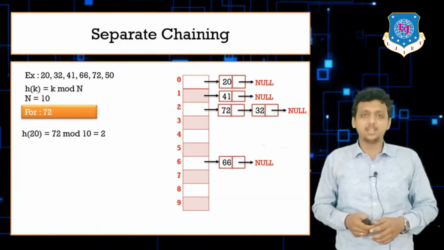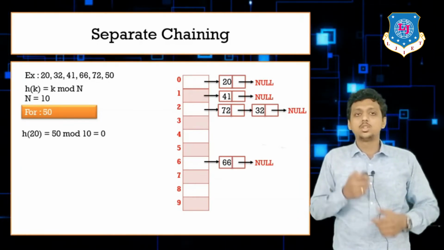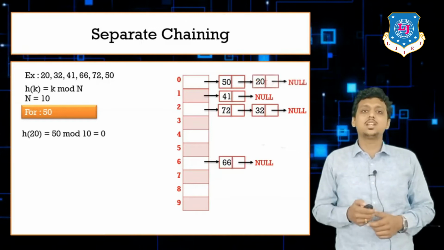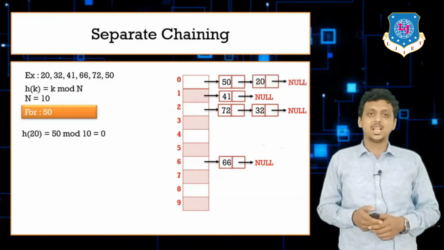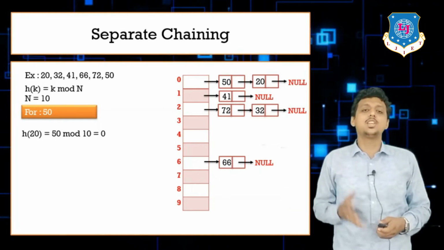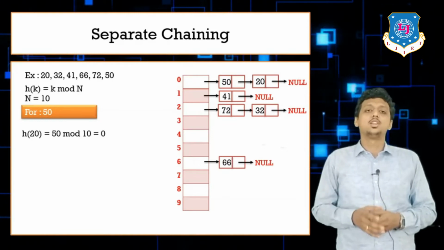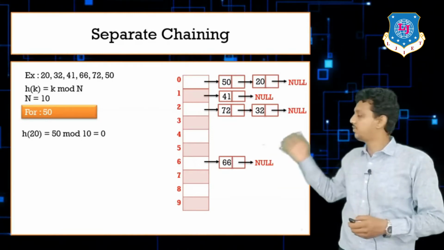Now next we have 50. 50 also hashes to 0, so you can insert 50 like this. Fine. So this is the first method of resolving collisions, known as separate chaining. It uses a linked list to maintain the colliding values.